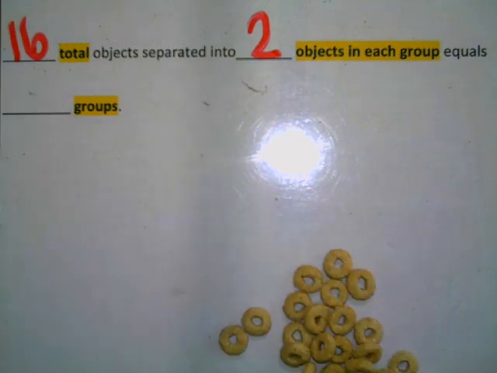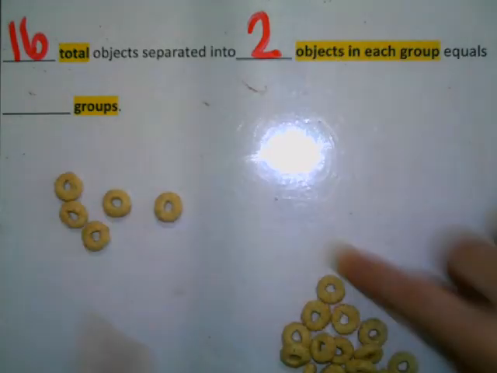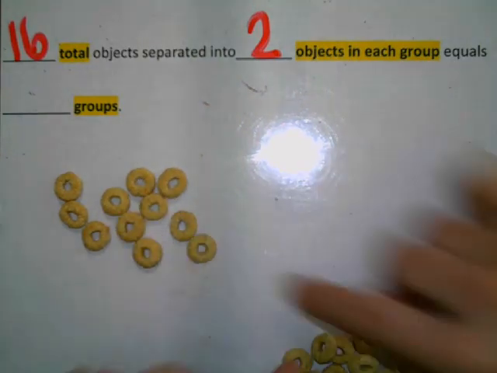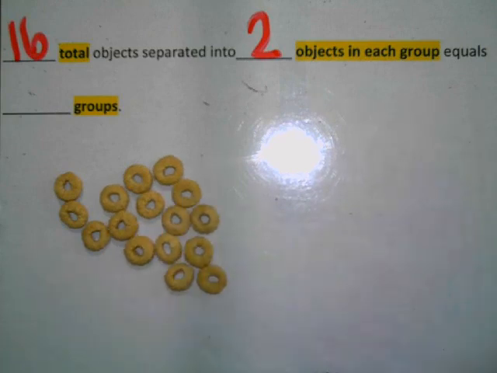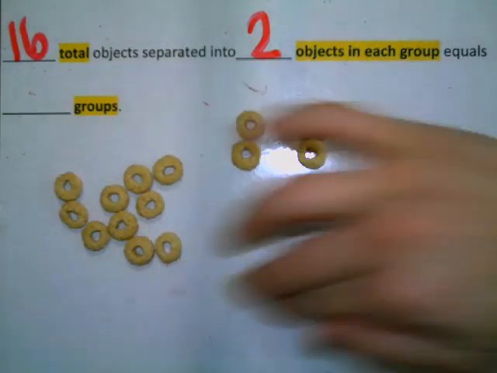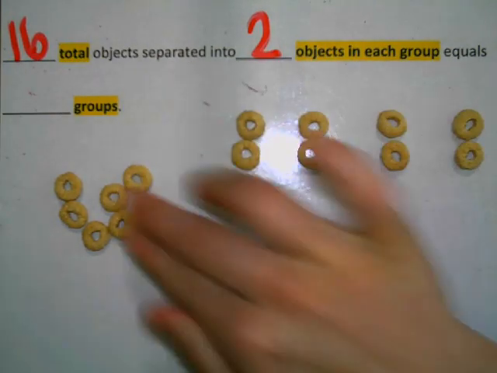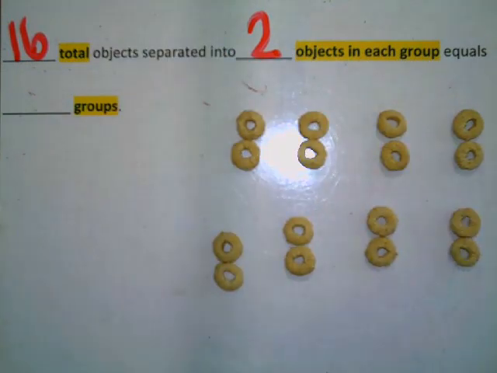Starting with your 16, make sure you have the correct amount. 1, 2, 3, 4, 5, 6, 7, 8, 9, 10, 11, 12, 13, 14, 15, 16. I have my 16 total, and I'm going to put 2 objects in each group. So here's 2 objects, here's 2 objects, and so on until I have made all my groups of 2. I used my 16 total amount.